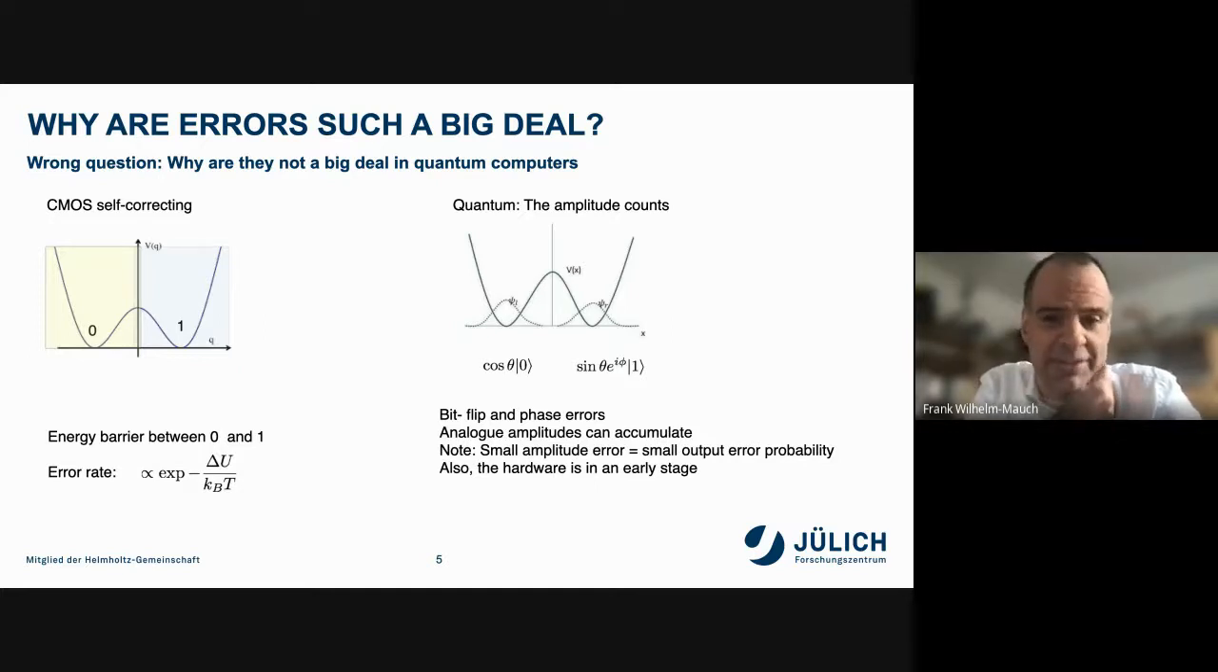In quantum computing, we of course deal with quantum states. So we deal with superpositions of 0 and 1, which we can write as indicated on the right.